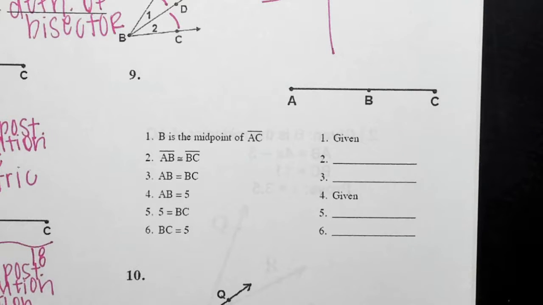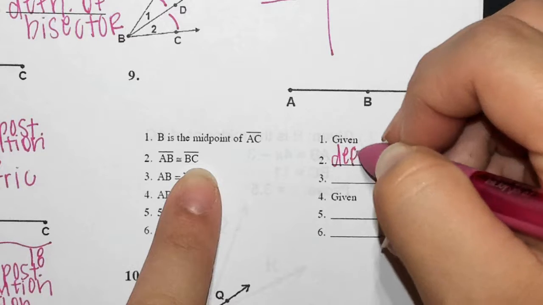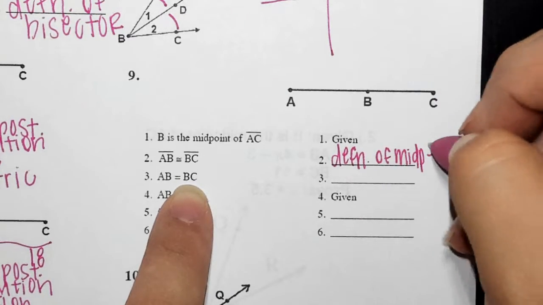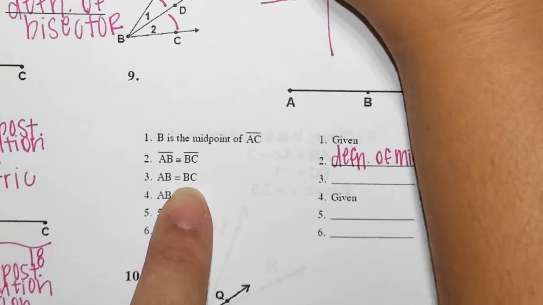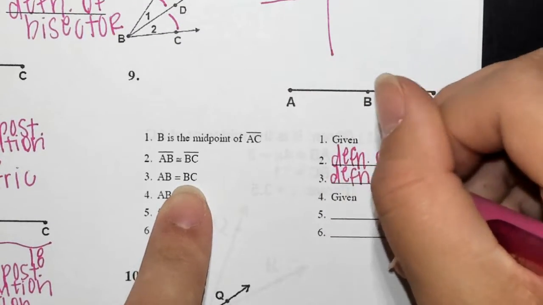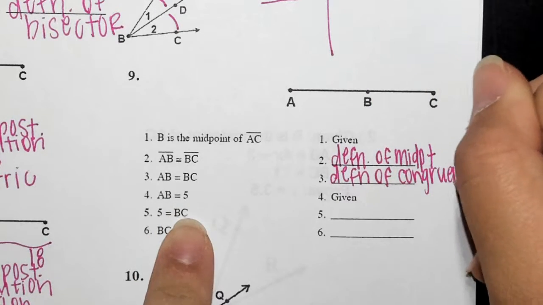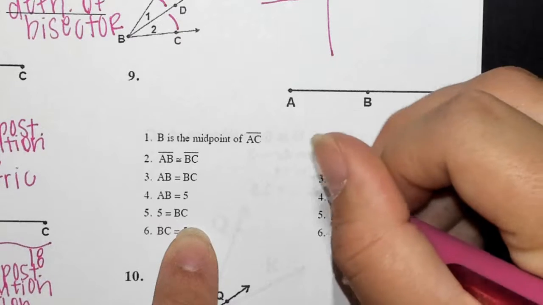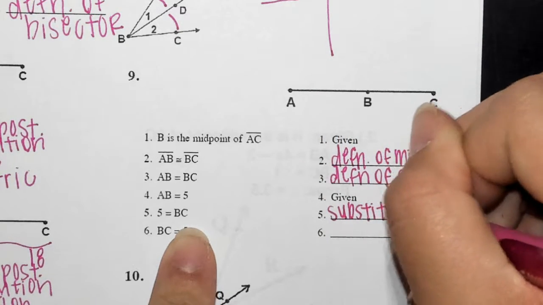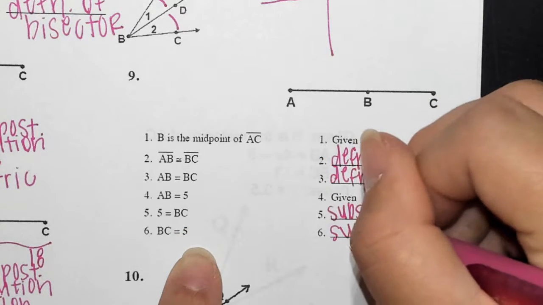Okay, 9. B is the midpoint of AC. So the reasoning is definition of midpoint. Well, from 2 to 3 is definition of congruency. Um, 5 is just substitution. And then 6 is symmetric.